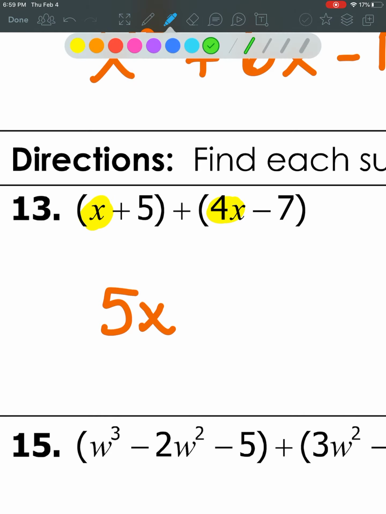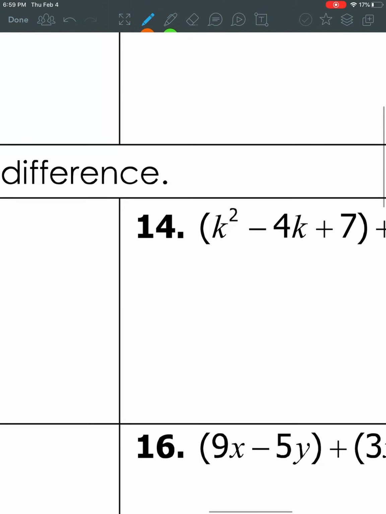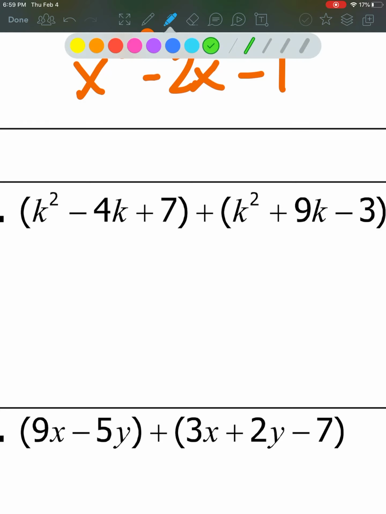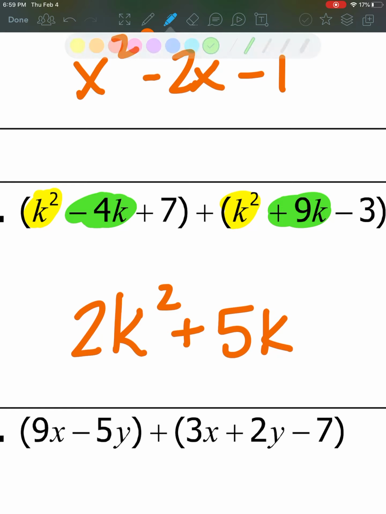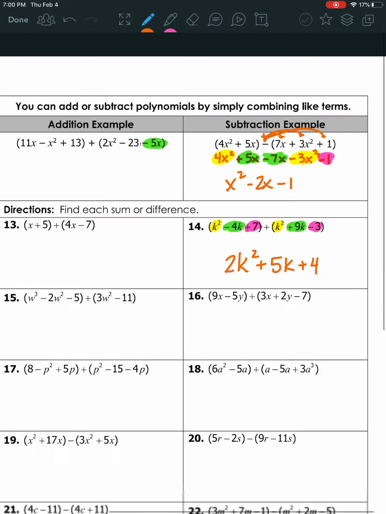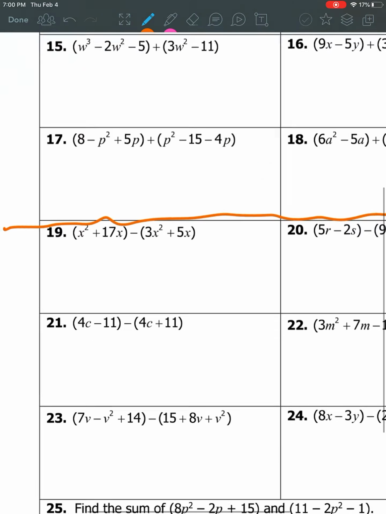We have the highest degree here is x plus 4x, so we get 5x. 5 minus 2, we get negative 2. K squared is our highest degree here, so k squared plus k squared. Remember, there are 1's in front of there, so that is 2k squared. Then we have negative 4k plus 9k, so that's a positive 5k. And lastly, we have our constants, 7 minus 3, which is positive 4.